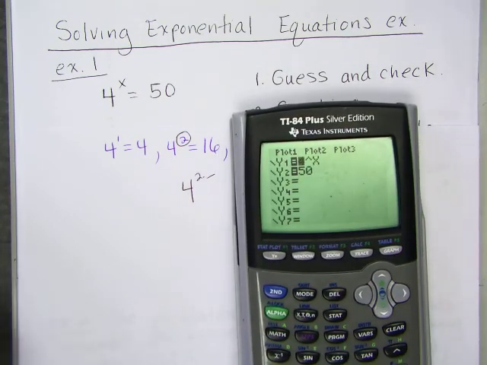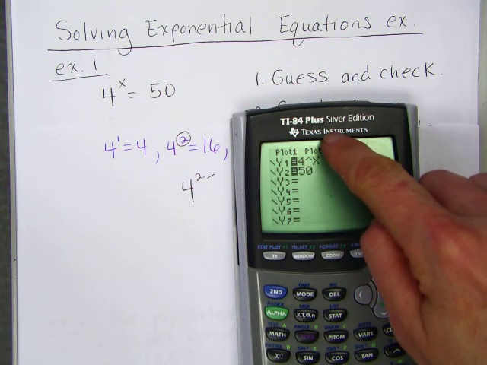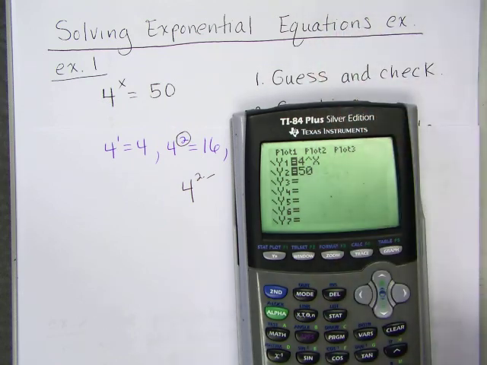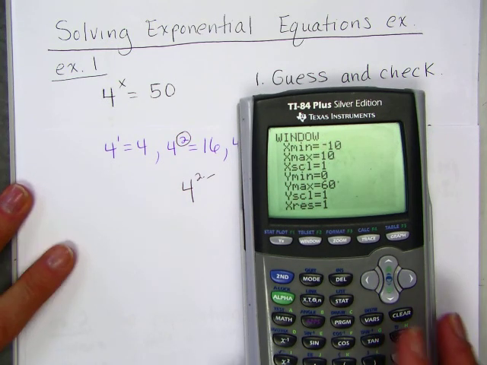In y sub 1, type in 4 to the x. In y sub 2, type in 50. Now, this is not going to look great on a standard window because our window normally goes up to 10. 50 would be way up here. So we have to think about that, all right? So x's are fine on a standard window. I'm going to use negative 10 to 10. Bigger than I need, but that will work.